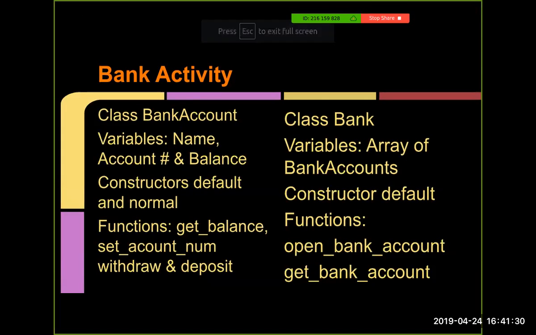All right. So we have a default constructor for the bank account, and then we have a normal constructor which is going to take in all of those things. So we're going to only have two constructors. We'll have a default one, and we'll have one that sets the name, account, and balance all at the same time.